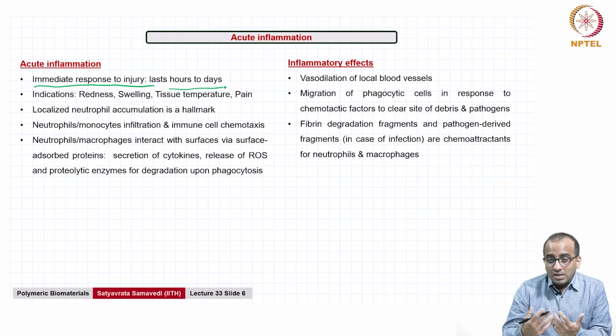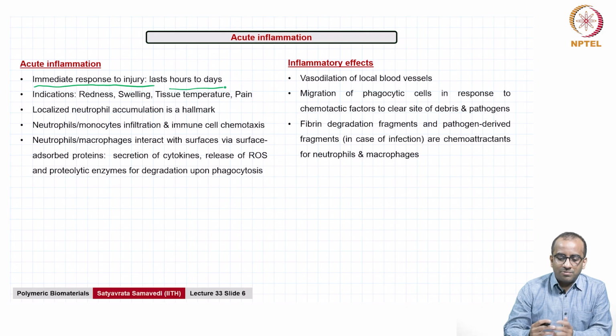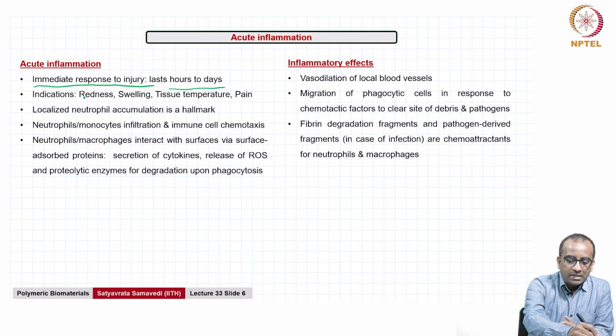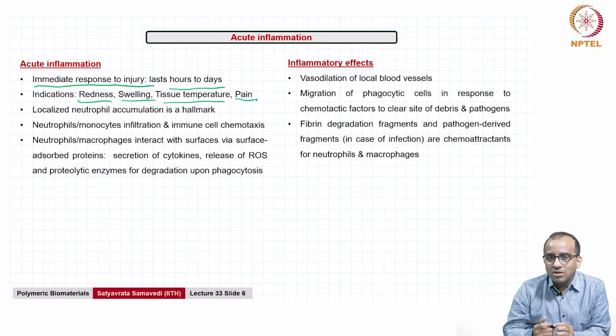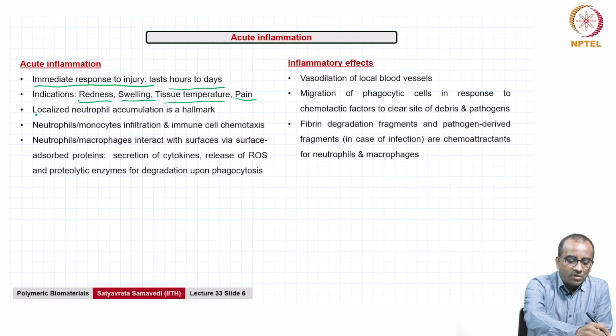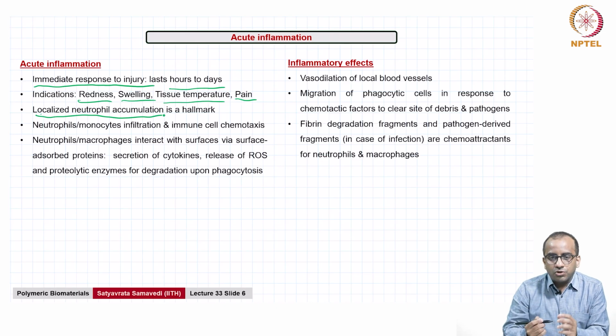And the four classical hallmarks of inflammation, and this is true even if you hit yourself and you have swelling, doesn't have to be a very major injury. You will see redness, swelling, localized increase in temperature, and pain. These are considered the four hallmarks of acute inflammation. Another important biological hallmark is localized neutrophil accumulation. Neutrophils are very important immune cells. These are sometimes called the first responders to any injury.